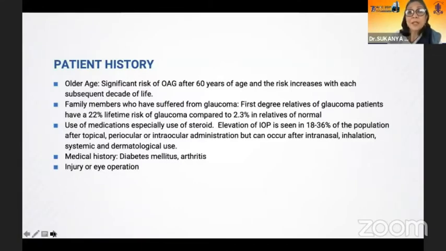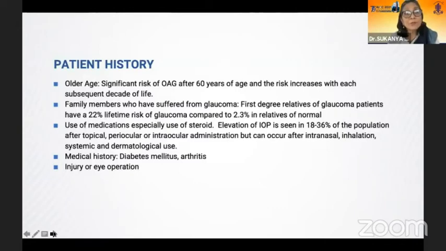We always take a complete medical history. It is our norm. In a busy OPD, it may not always be possible. But if you have to ask for one drug, then ask for the use of steroids. Elevation of intraocular pressure is seen in 18 to 36% of the population, whichever route of administration. And this is even more important now, when the use of steroids has increased in the pandemic for treating the complications of COVID. A medical history is very significant.